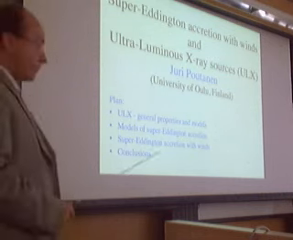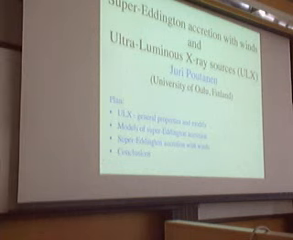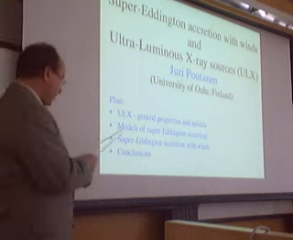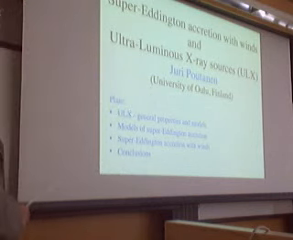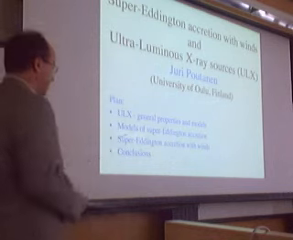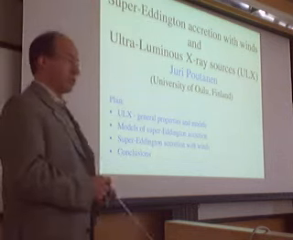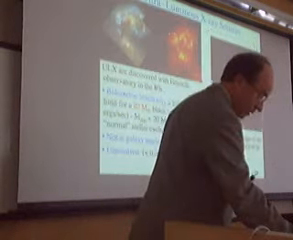So first I will start with a general introduction about ULXs, so that everybody will understand what those sources are. I will talk about the models of ULXs that are proposed, and then I will talk a little bit about different models for super-Eddington accretion that is probably happening in those sources, and I will concentrate on the recent paper that we did on super-Eddington accretion with winds, and we hopefully come to conclusions.